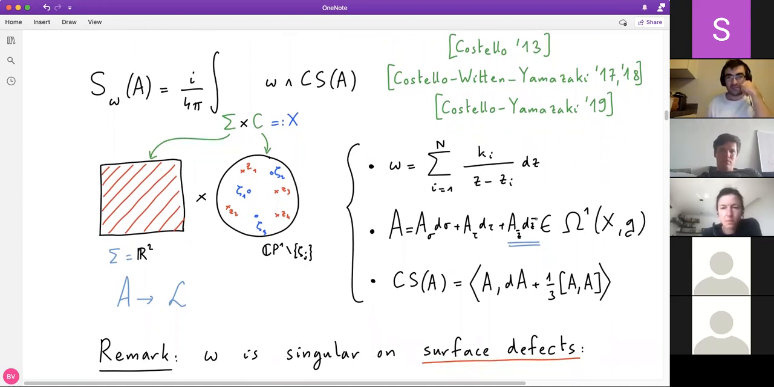The idea will be to turn this connection A here into the Lax connection. So we'll have to get rid of this dz bar term, and also we'll have to make sure this becomes meromorphic in the CP1.